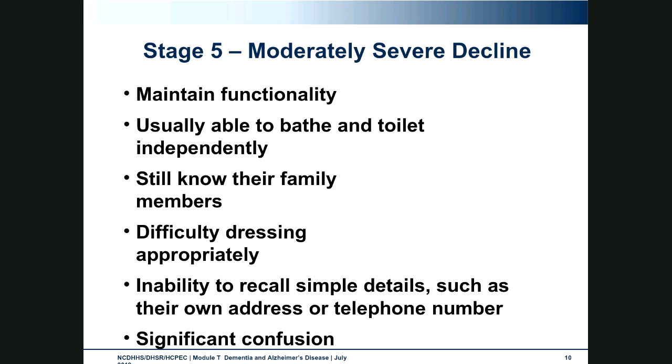They may have an inability to recall simple details, such as their own address or telephone number, something they've known for a long time, but they have forgotten it. There is significant confusion at this stage. Usually, family members can't explain this away anymore. At this point, they've probably been diagnosed. If they haven't, then this is where diagnosis usually starts to be sought.